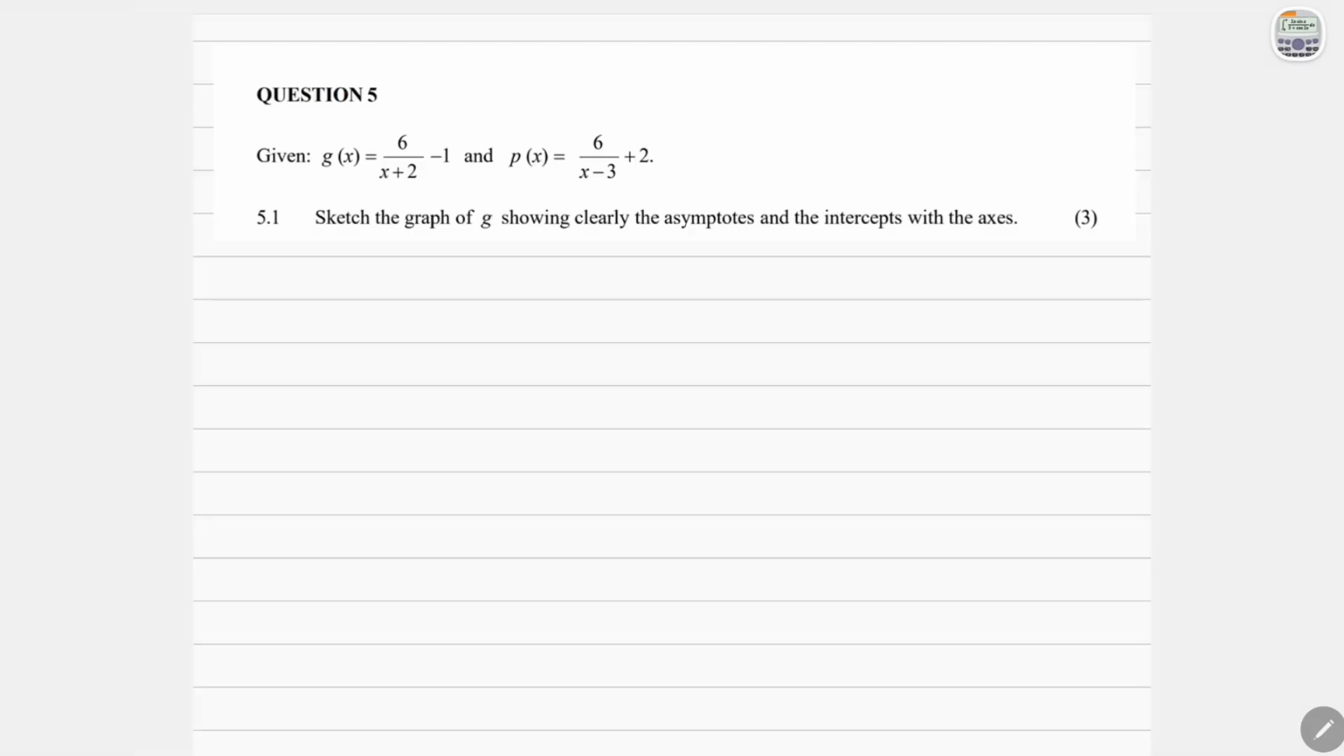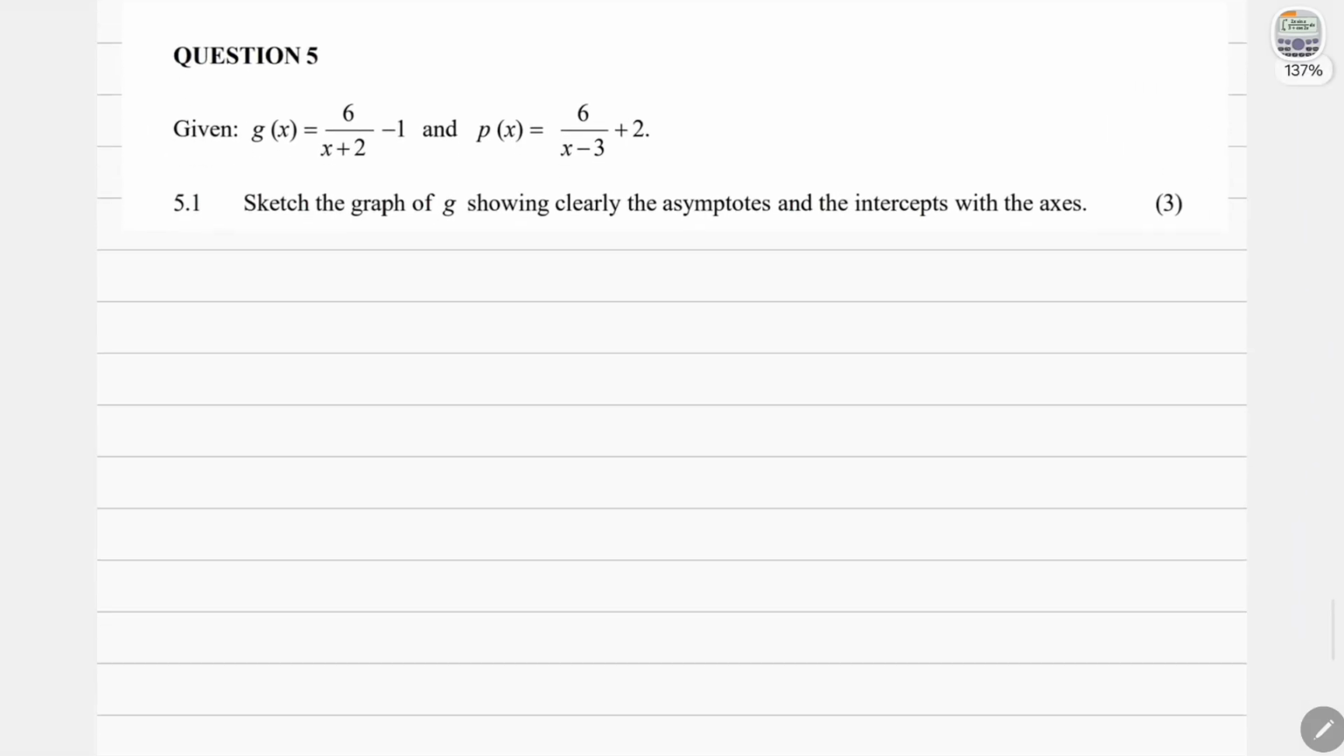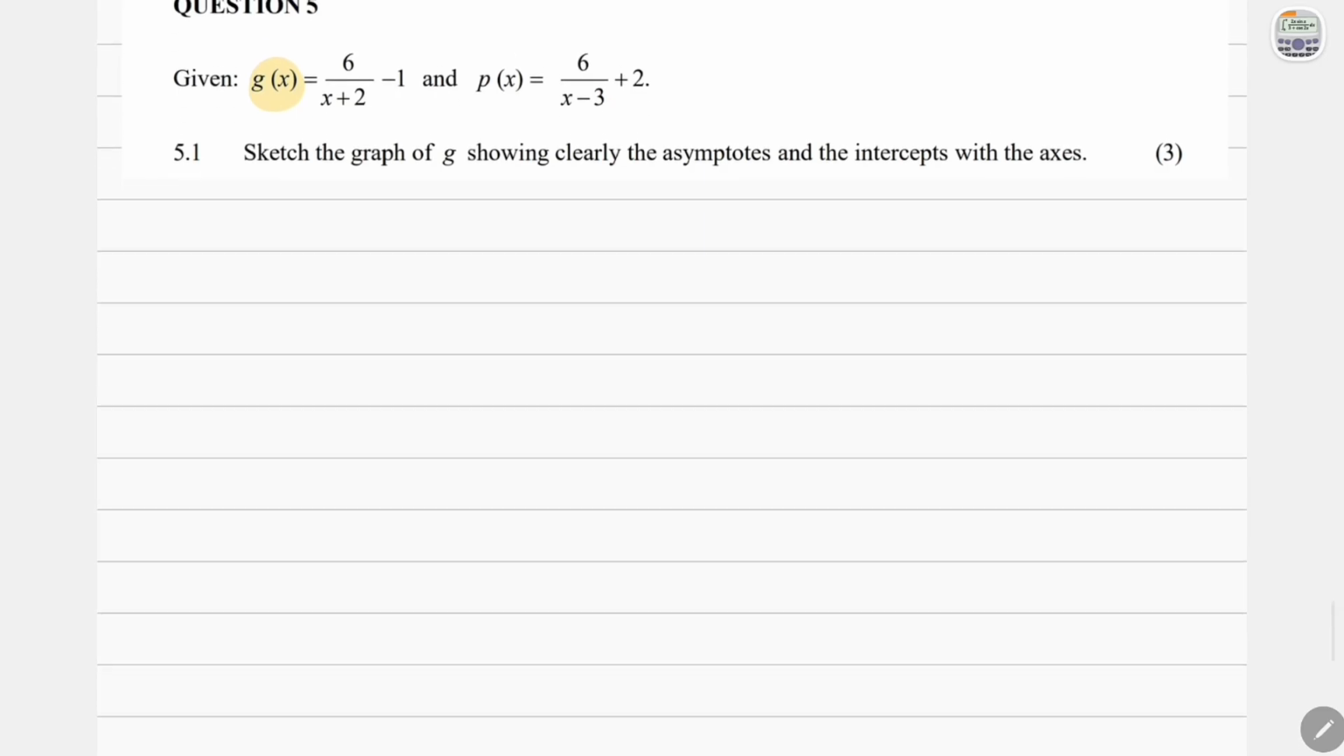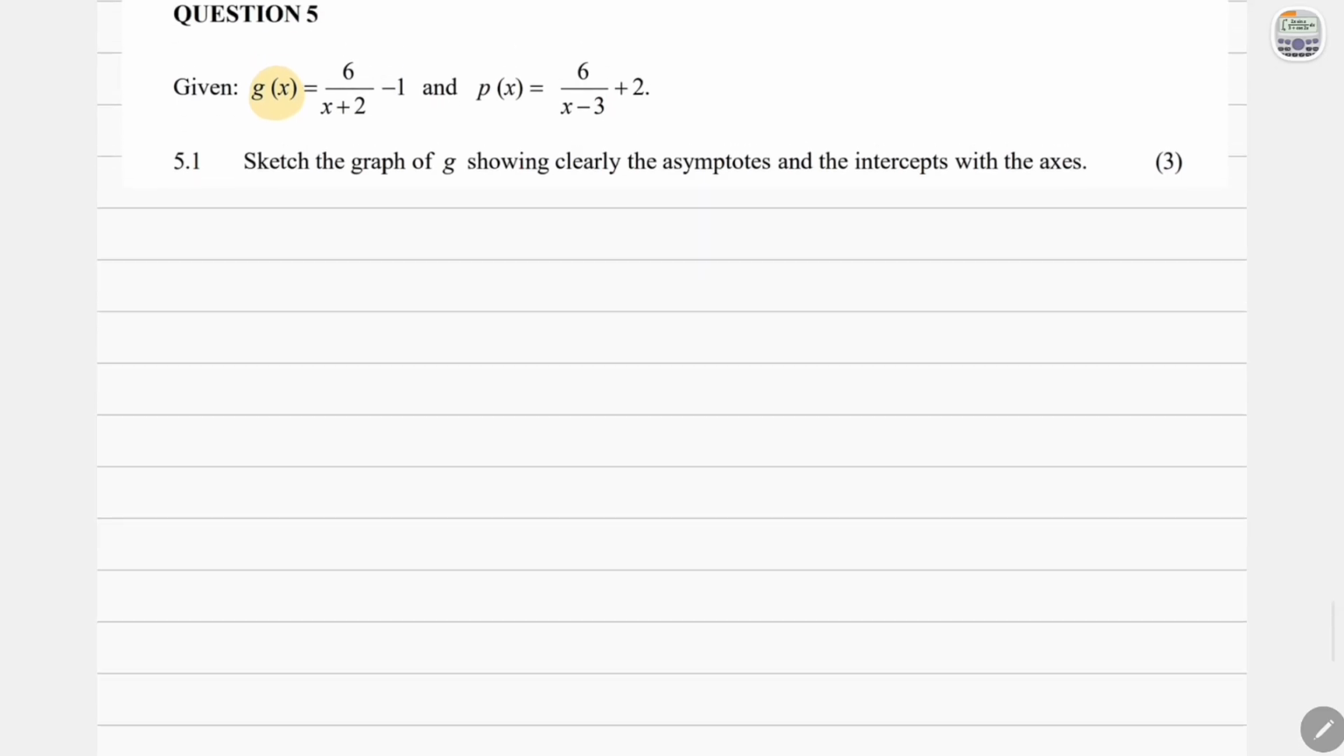Question 5 says, given g of x is equal to 6 over x plus 2, minus 1, and p of x is equal to 6 over x minus 3, plus 2. 5.1 says, sketch the graph of g showing clearly the asymptotes and the intercepts with the axes. So we're sketching the graph of g, and it's a hyperbola. There are some steps that we need to remember.